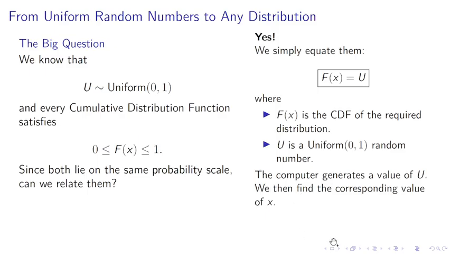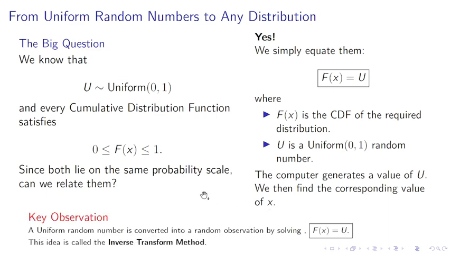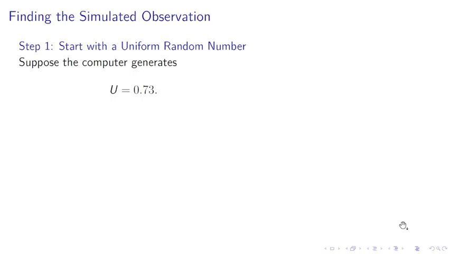The computer generates a value of u. We then find the corresponding value of x. Here the key observation is that a uniform random number is converted into a random observation by solving the equation F(x) = u. This idea is called the inverse transform method.